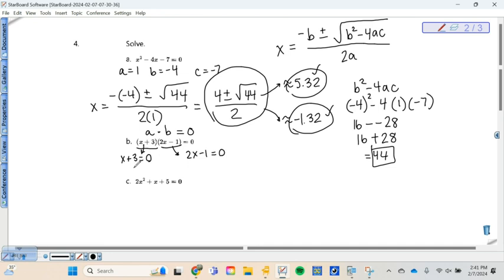If x plus 3 is 0, what is x? Yeah, negative 3. And then here, how would I solve for x? Not yet. Not yet. What do you do first? Yeah. Add the 1 first. So then 2x equals 1, and then we divide by 2. So x is 1/2.